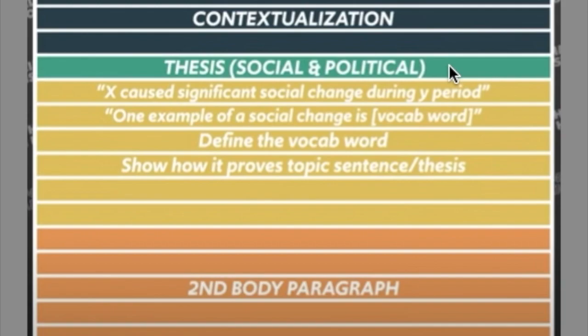Your thesis statement can be 2 sentences, but I would recommend making it just 1 sentence. So that's paragraph 1. Paragraph 2 would be considered a body paragraph and would have a topic sentence where you take on part of your thesis statement. As an example here, you can see X caused significant social change during Y period. Okay, so if the thesis was about social and political change, that would be a topic sentence.